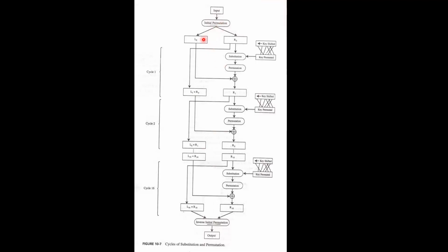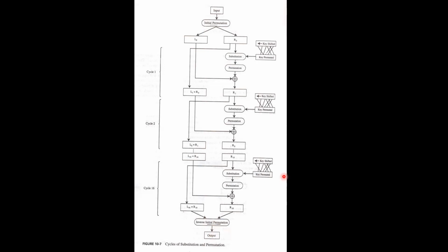So after the initial permutation, you divide into two halves, and we enter the cycle, which is repeated 16 times. The output from the 16th round, we merge together, and we again get a 64-bit block. We perform a final permutation, which is nothing but the inverse of the initial permutation, and thereby we get the 64-bit ciphertext.